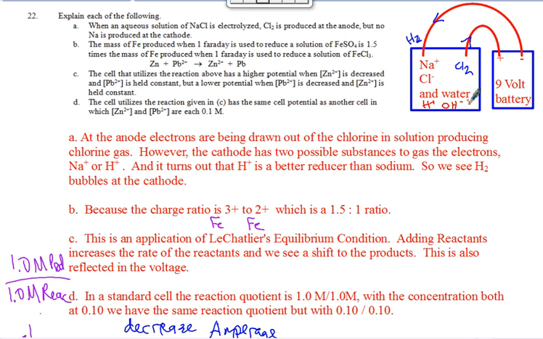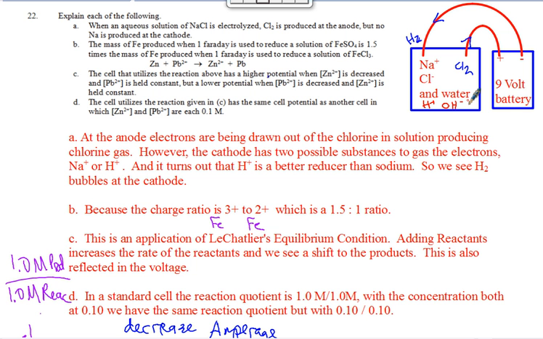So we see bubbles of hydrogen and chlorine, which we could capture. Capturing the 2 gases, we'd have hydrogen and chlorine mixed together, and if we lit them on fire, we can make hydrochloric acid, the gas. So the reason we don't see any sodium at the cathode is because we see hydrogen produced there instead. It's pretty cool. It's a better reducer.